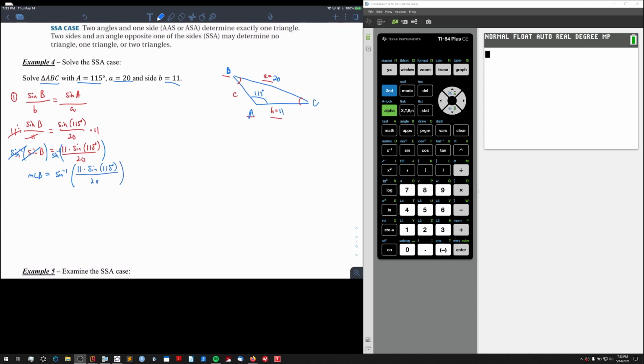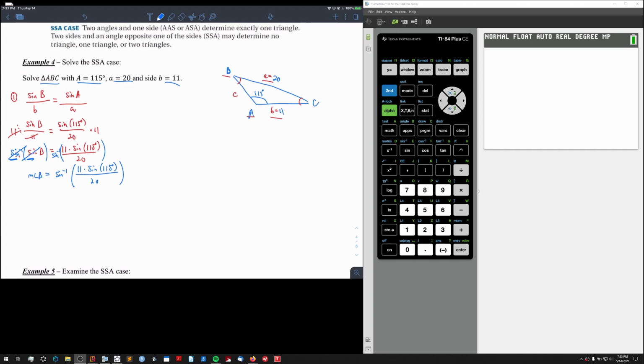So how do I get rid of a sine? Because I'm not looking for sine of B, I'm just looking for angle B. How do I get rid of that sine? Well, the answer is do the inverse sine. It's the inverse operation. Just like if I have x plus 5 equals 10, minus 5 is the inverse operation that takes away the 5. Well, inverse sine is the inverse operation that takes away the sine, and gives me back an angle. All right, so this is what I have.